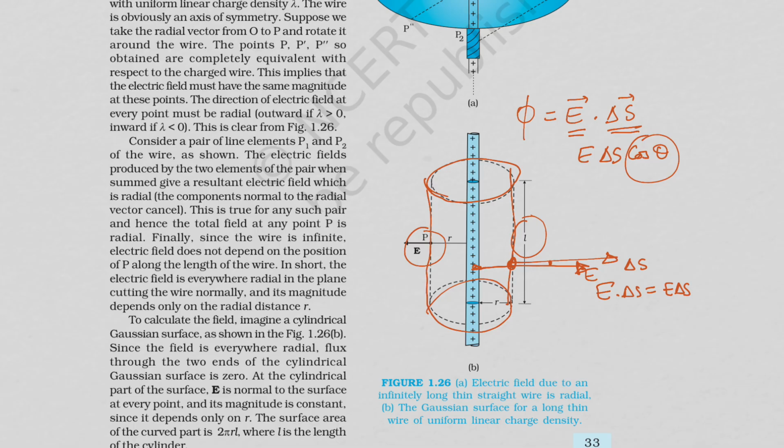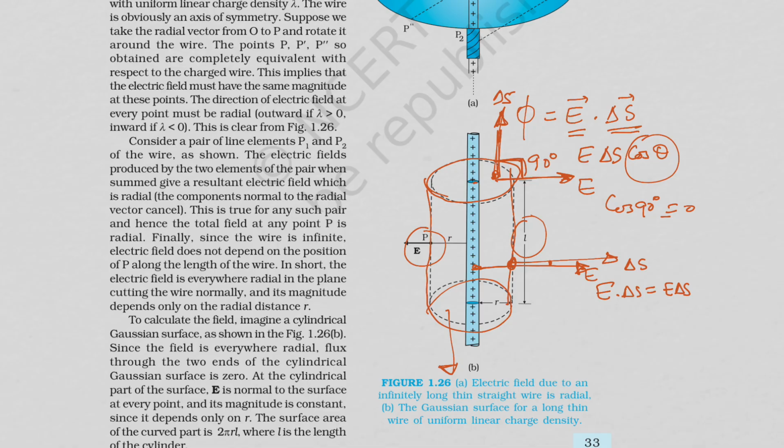So suppose at the bottom the direction of the surface will be this, and at the top the direction of the surface will be this. But electric field is always radially outward. So if the charge is here, it will be radially outward. So at this point, the angle between the electric field and that of the Gaussian surface delta S is 90 degrees. And when cos 90 has to be multiplied, cos 90 is actually 0.